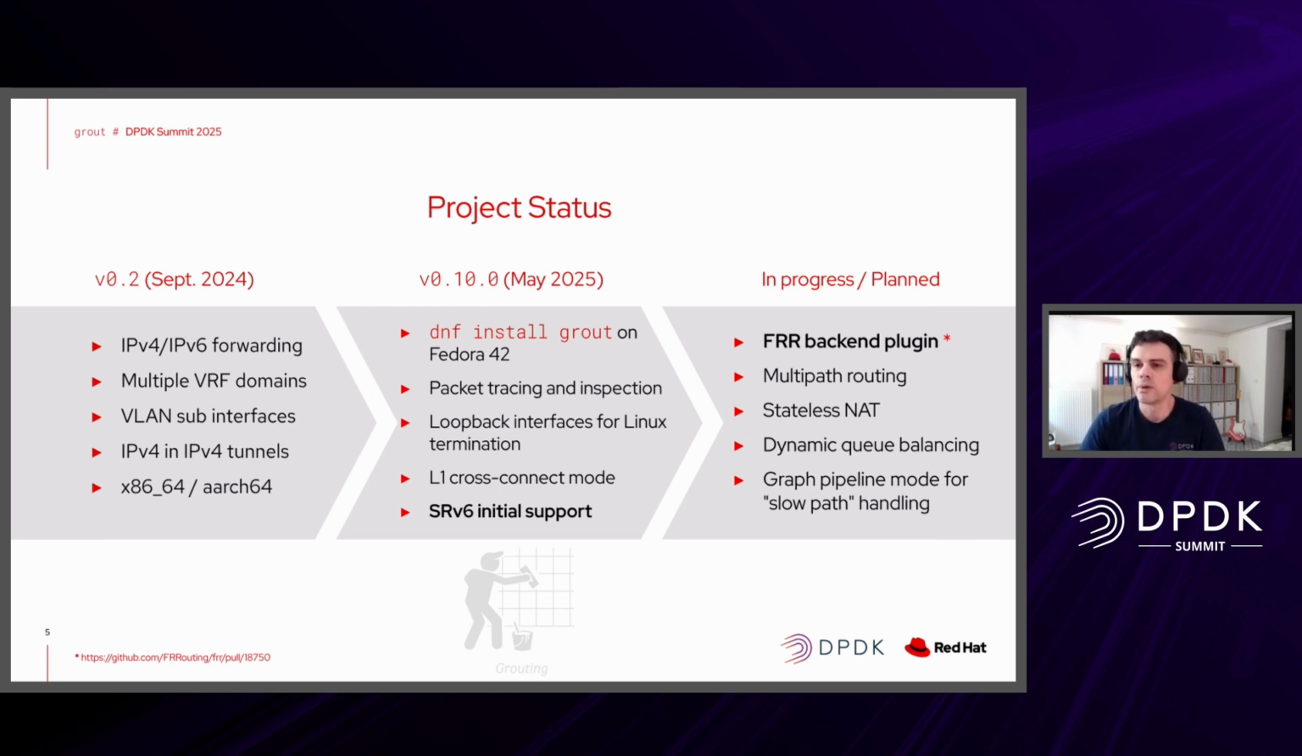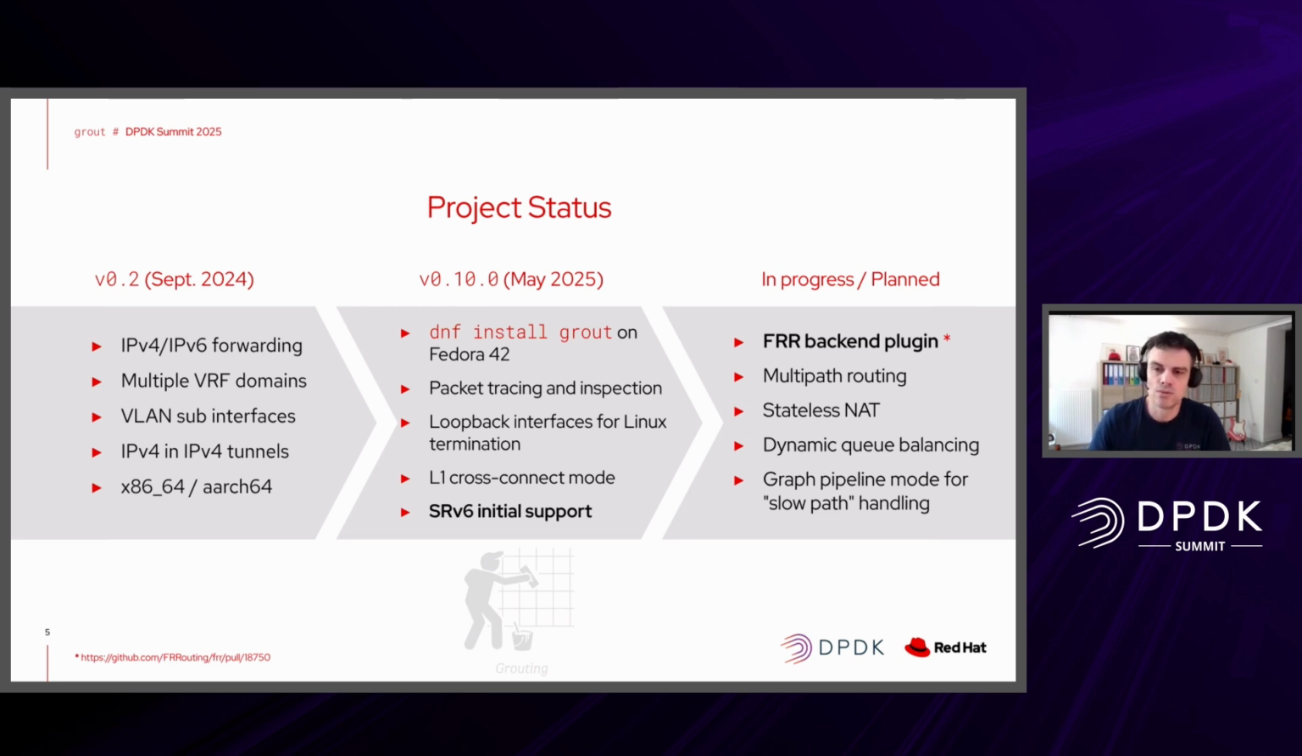So where are we going? Right now there's an FRR backend plugin which is in progress. It should be probably ready at the end of this summer, I think. We'll also be working soon on a stateless NAT node. We'll start with DNAT, and maybe we'll do source NAT, and that will involve connection tracking at some point.